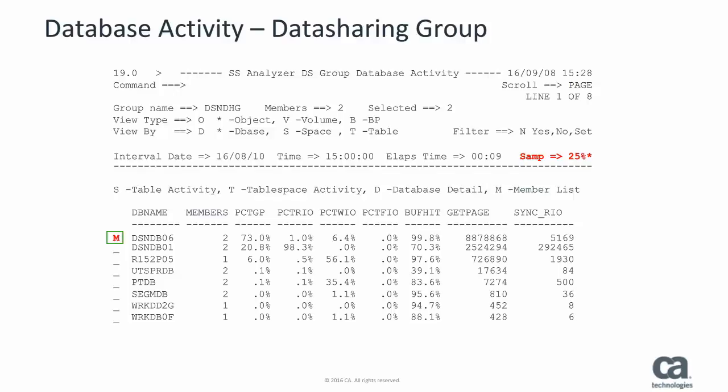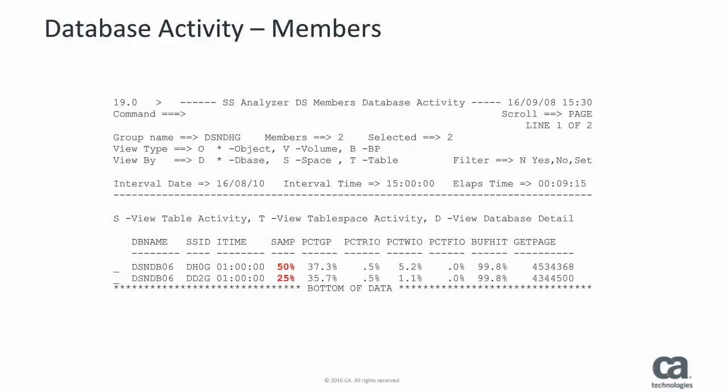Type M in the line command field for the first line and press Enter. The DS Members Database Activity display shows the database activity for the Datasharing Group members. Notice that for the two members, different sampling rates are shown in the SAMP column. Recall that in the two previous displays, the lower sampling rate was shown with an asterisk. This concludes the demonstration of displays.